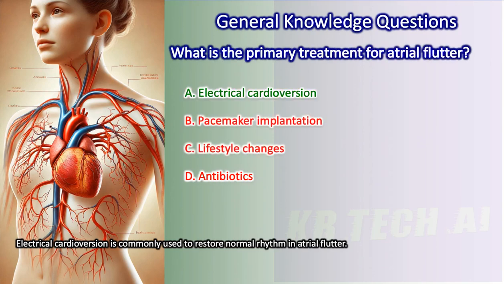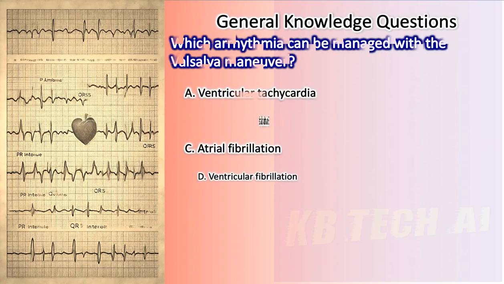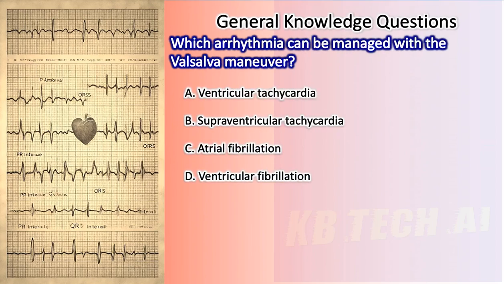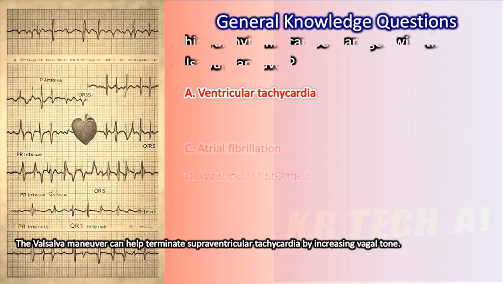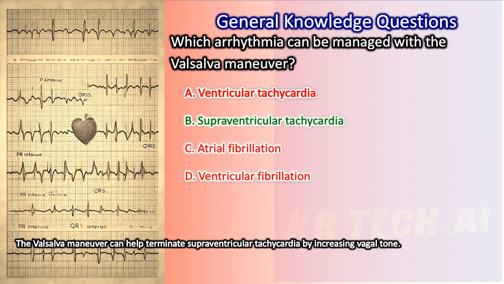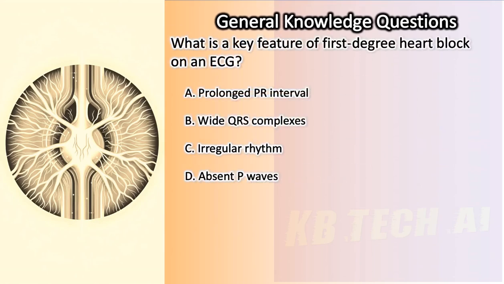Electrical cardioversion. Which arrhythmia can be managed with the Valsalva maneuver? Option 1. Ventricular tachycardia. Option 2. Supraventricular tachycardia. Option 3. Atrial fibrillation. Option 4. Ventricular fibrillation? The answer is option 2, supraventricular tachycardia.